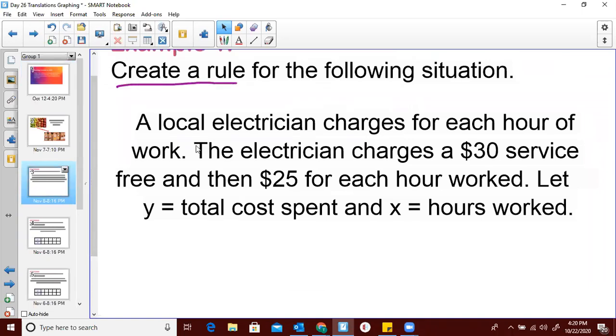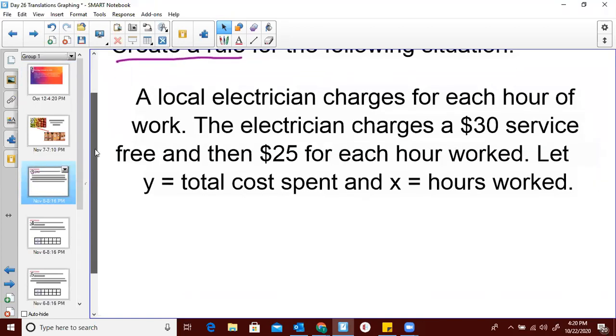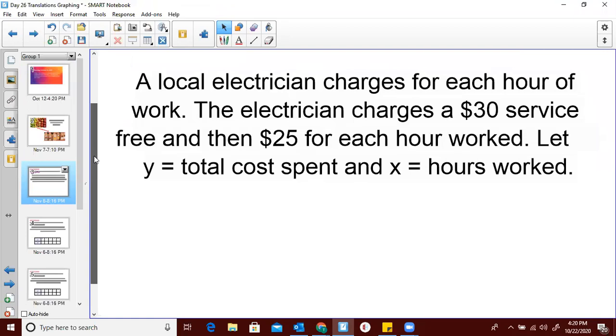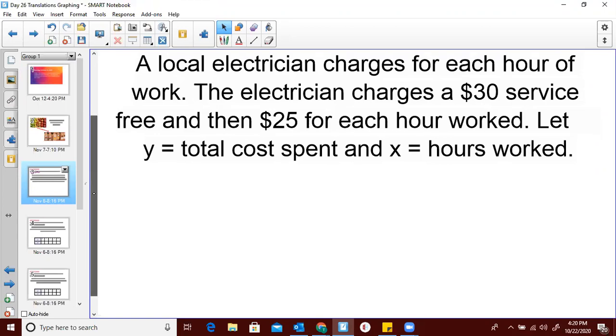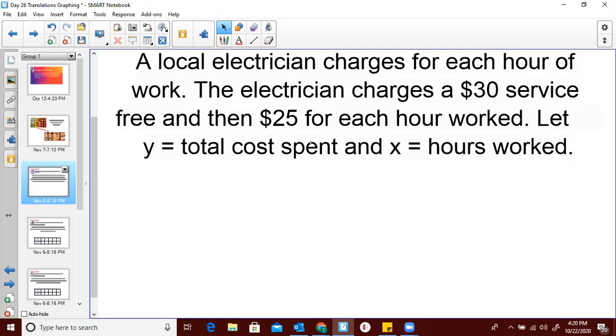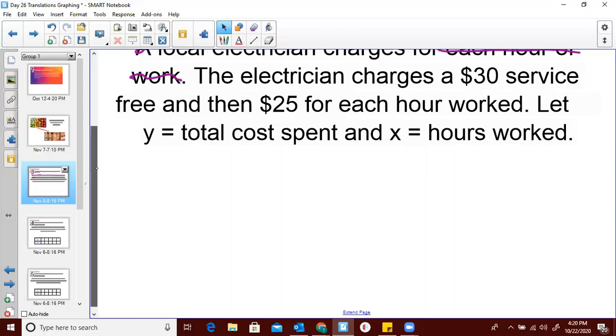We're going to be learning about creating a rule, or a linear function, or a function or expression, equation, right? So a local electrician charges for each hour of work. The electrician charges a $30 service fee, I should say fee, and then $25 for each hour worked. Let Y equal total cost spent and X equals hours worked. So the electrician charges, so first of all, we don't really care about this statement. It does have the fact that the electrician charges for each hour, but we visit that a little later. So that knocks a sentence out that you don't have to read.